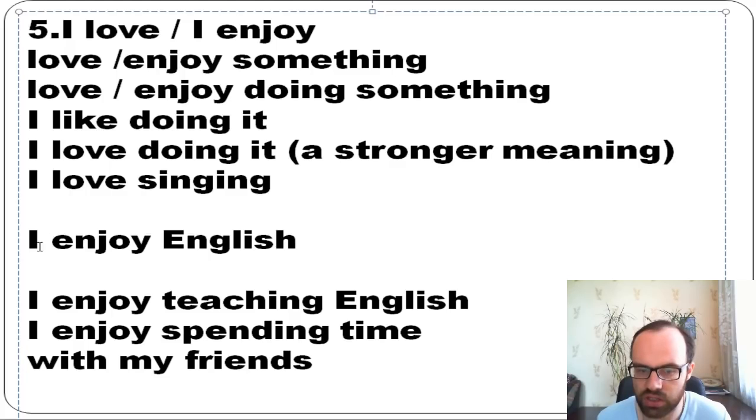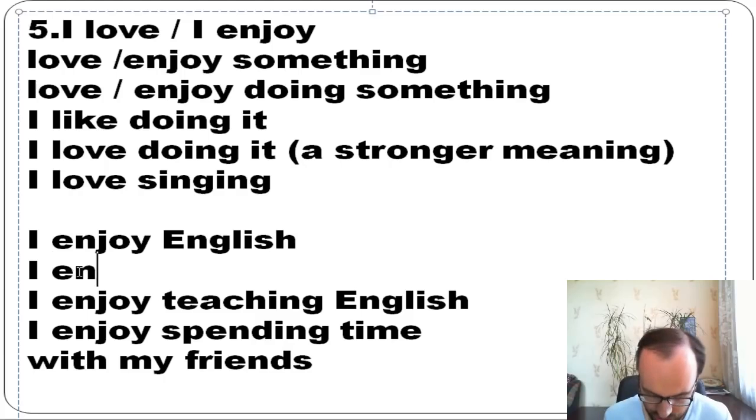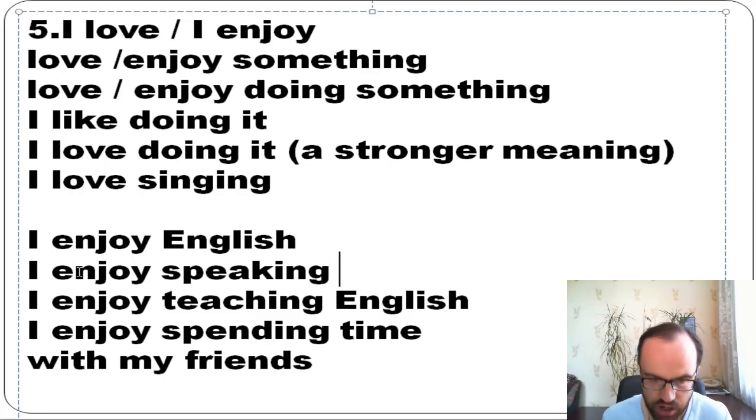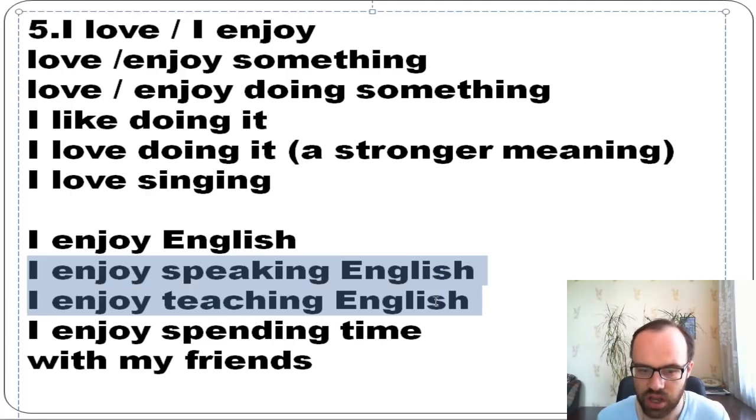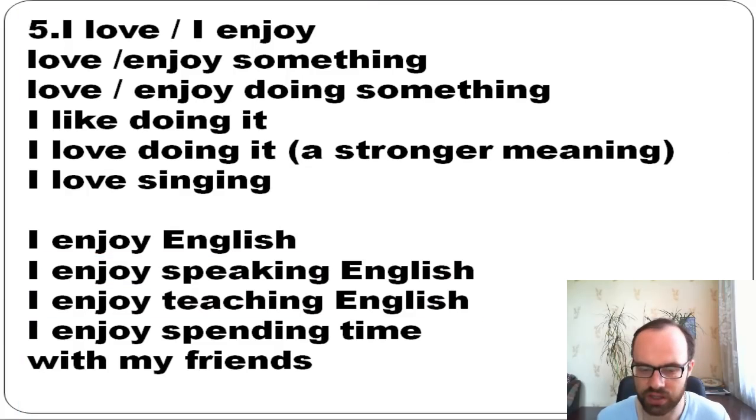So you can say I enjoy English, or maybe you want to say I enjoy speaking English. So why speaking? Why do we use ing? Because it's a rule, and that's why it's so important to study these English grammar structures. Love or enjoy doing something. As for me, I enjoy speaking English and I enjoy teaching English. And I enjoy spending time with my friends. And I hope you also like it.